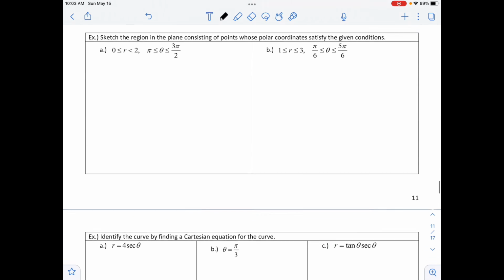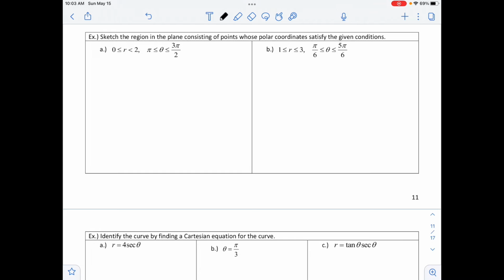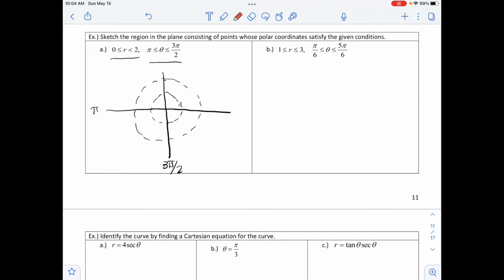Right below this says to sketch the region in the plane consisting of the points whose polar coordinates satisfy the given conditions. So this time we have a range of values for r, and we have a range of values for theta. I'm going to sketch my polar coordinates, and r can take on values between 0 and 2. So there's 1 for my radius and then 2 for my radius. And theta is going to be between pi and 3 pi over 2. And so shading this whole area, so it says sketch the region, it would be between pi and 3 pi over 2. It would be all of this.